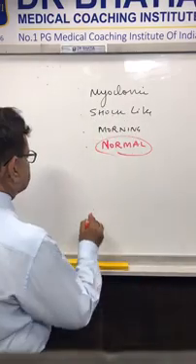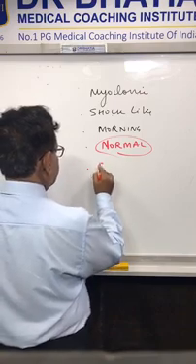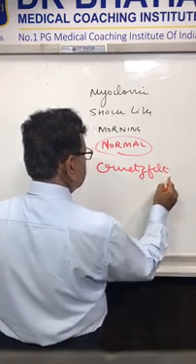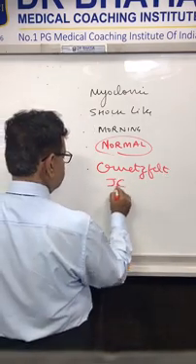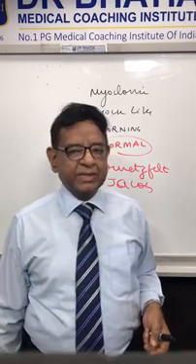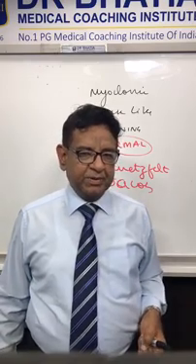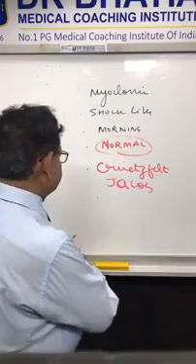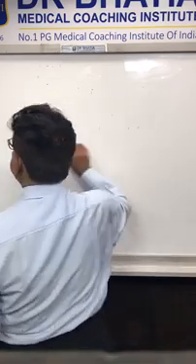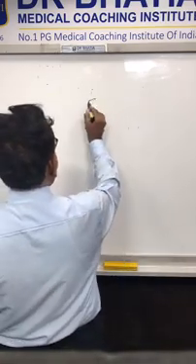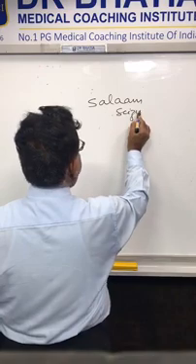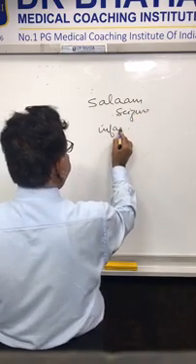Otherwise, it occurs in Creutzfeldt-Jakob disease. Otherwise, myoclonic seizures as such are common in younger children. Then we have one more thing seen only in the pediatric age group, what we call salaam seizures, also known as infantile spasm.